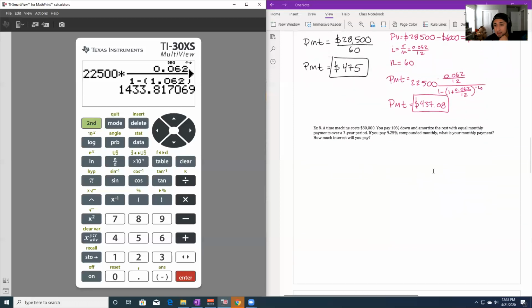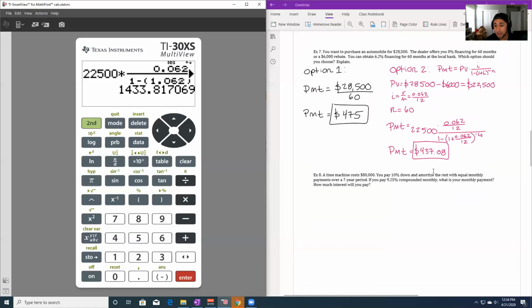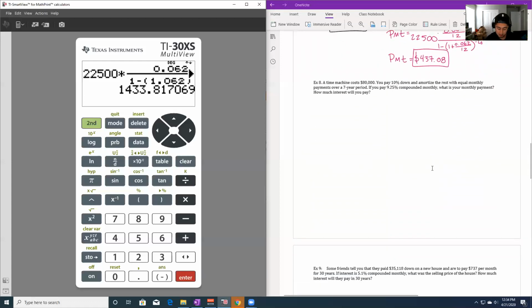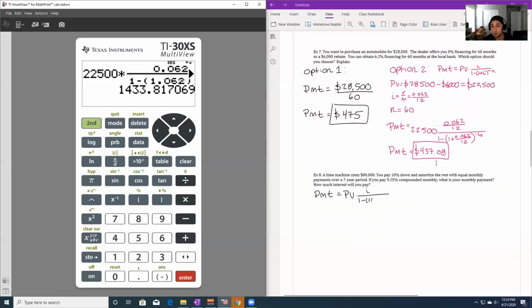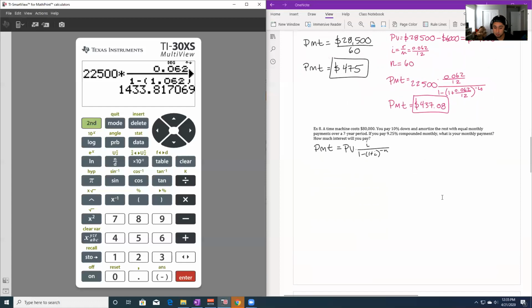Okay, excellent. So again, this one is looking for payment, right? We're looking for monthly payment. So which means that, again, I'll write down the formula just to do it. The more you write it down, the more it burns in your brain. Payment is equal to present value times I over 1 minus 1 plus I to the negative n. Okay, now again, just label everything we have.